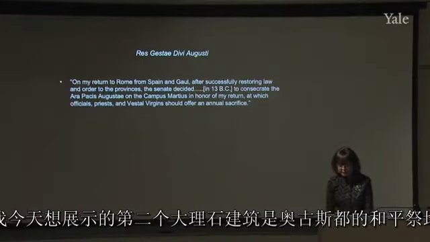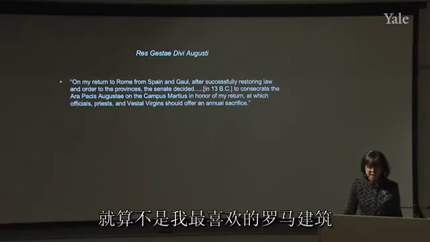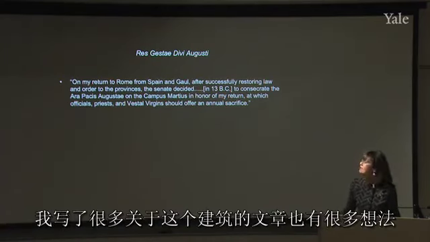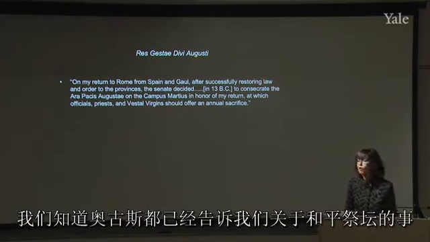The second marble building that I want to show you today is the famous altar of Augustan peace, the Ara Pacis Augusti, which is one of, if not my most favorite building and monument in Rome, and one that I've had a personal obsession with my entire scholarly life. Written a lot on this monument and have a lot of thoughts which have changed significantly over the years about this very important structure.